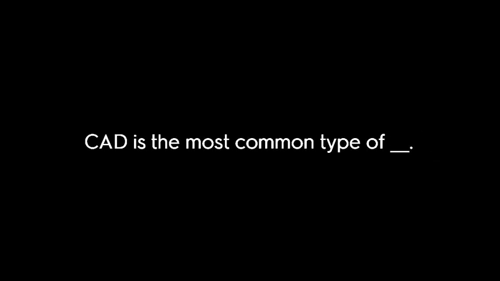When are arrhythmias a big deal? Asystole, V-fib, pulseless V-tach. Arrhythmias are no big deal until when? Until they affect your cardiac output. CAD is the most common type of blank. Cardiovascular disease. What is covered under CAD? Chronic stable angina, acute coronary syndrome.